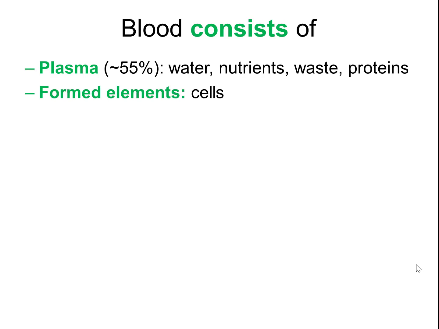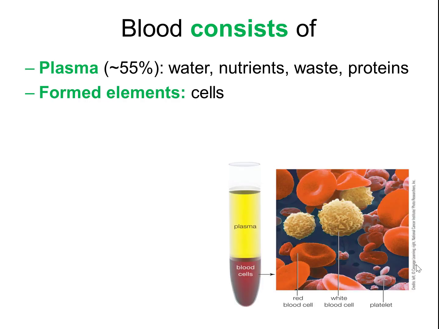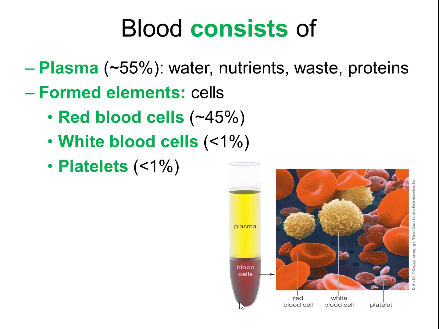The other part of blood is the formed element. These are the cells. The cells consist of about 45% of the overall blood. So if you were to look at your overall blood and separate it out, you see the plasma on the top, about 55%, and then the formed element, which are the blood cells on the bottom, about 45%. The blood cells come in 3 varieties: red blood cells, white blood cells, and platelets.